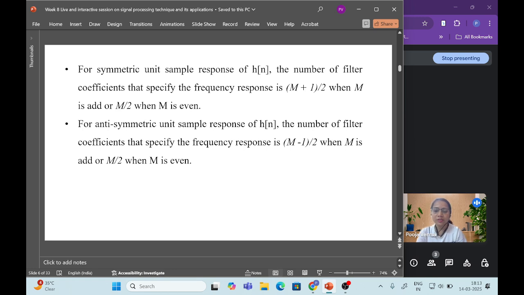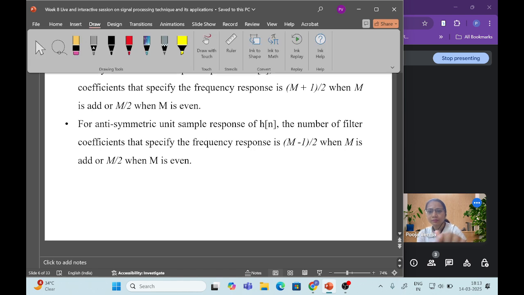For a symmetric unit sample response h of n, the number of filter coefficients that satisfy the frequency response is M plus 1 divided by 2 when M is odd, and M divided by 2 when M is even. And for an antisymmetric unit sample response function, the number of filter coefficients must satisfy M minus 1 divided by 2 when M is odd, and M divided by 2 when M is even.